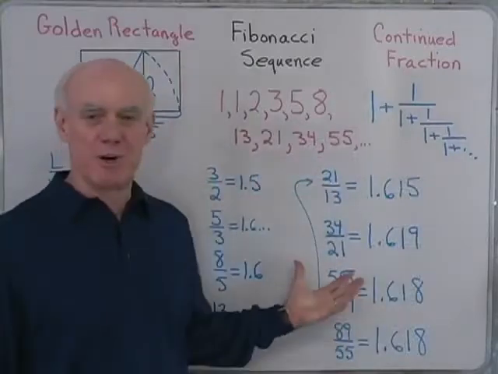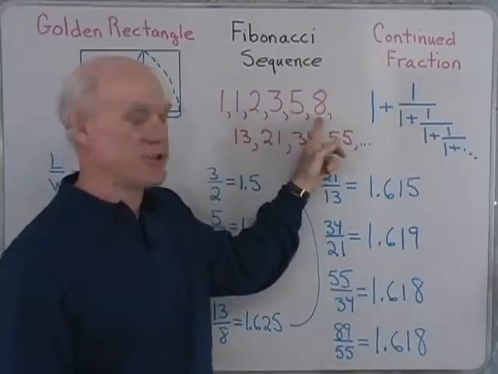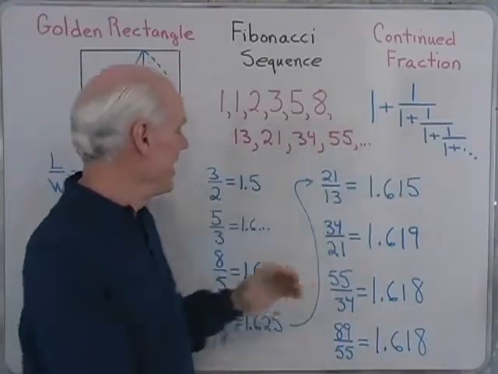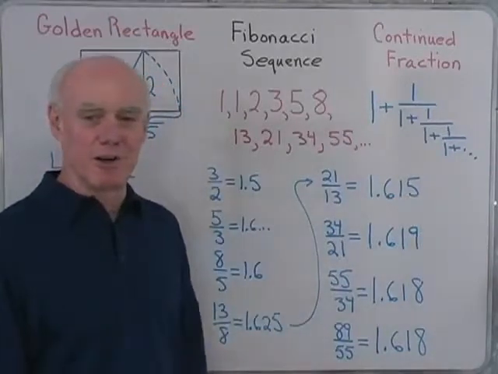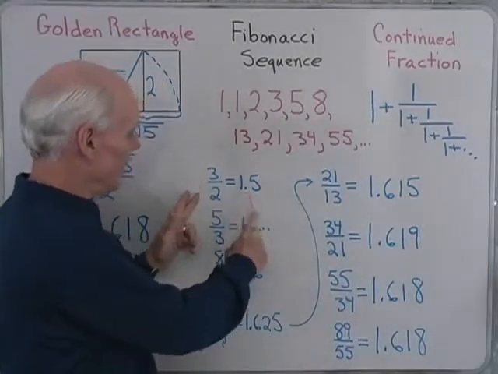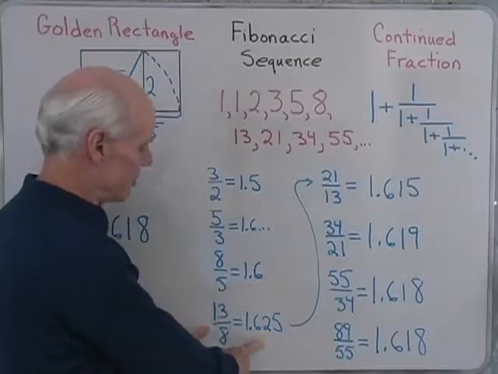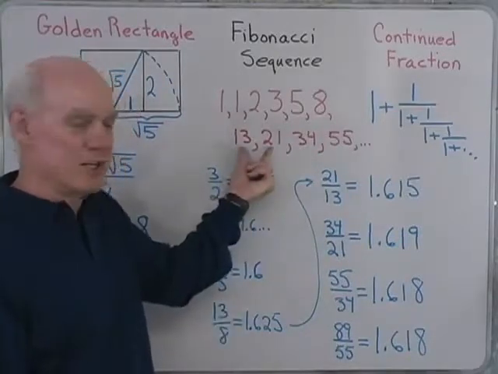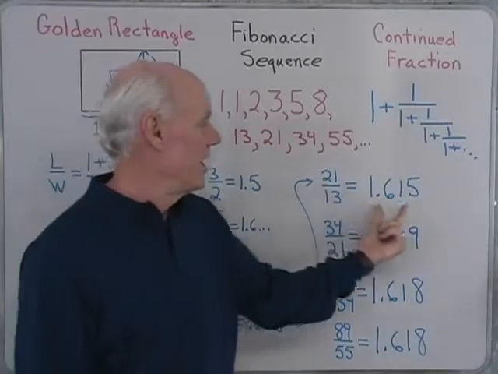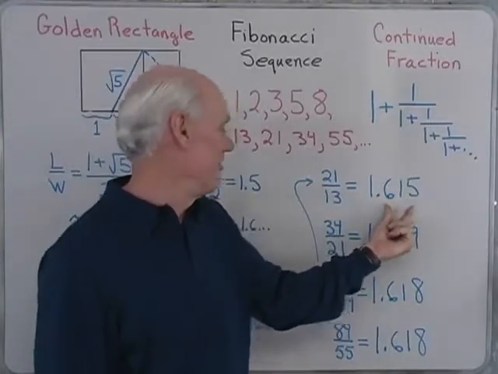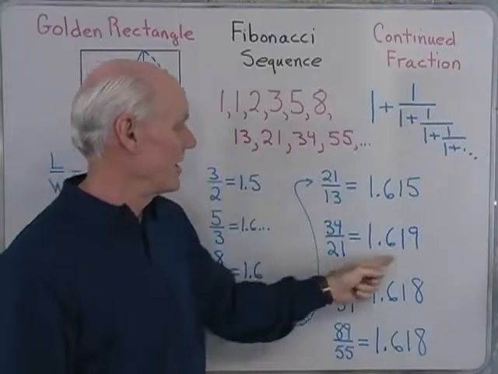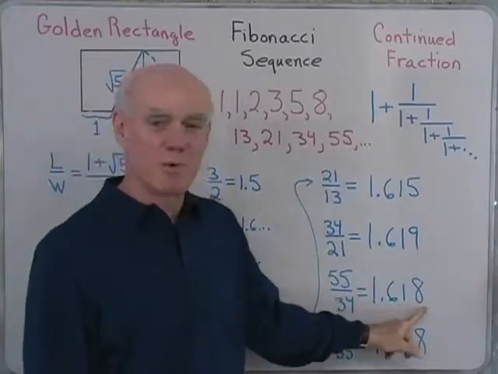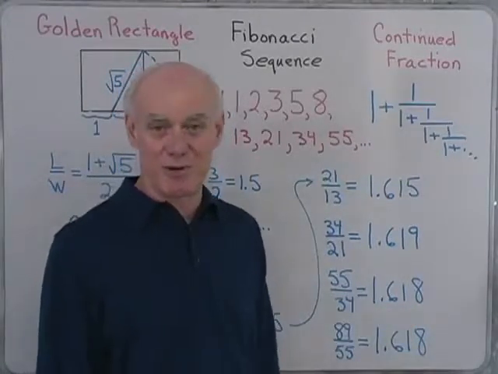Okay, so what I've done is erase what I had before, and I've extended the Fibonacci sequence. Here we have 8, then 13, 21, 34, 55, so on and so forth. Here's what I had with the results of the little calculations I was doing. 3 halves is 1.5, 5/3, 8/5, 13/8. Now if I go to the next one, it's going to be 21 divided by 13, these two consecutive members of the Fibonacci sequence. If I do that as a decimal, it comes out 1.615. Then 34 over 21, that's 1.619. 55 over 34, that one is going to be 1.618, and then from there on it stays at 1.618.